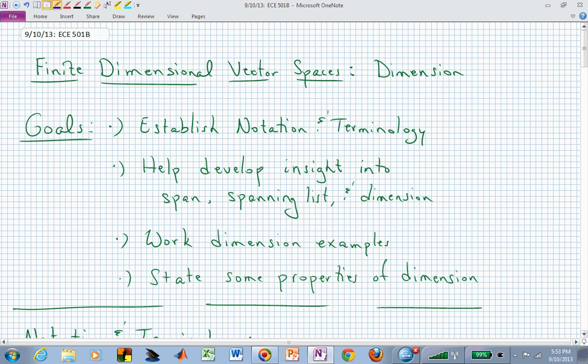Welcome to ECE 501B. I'm entitling this session on finite dimensional vector spaces: Dimension. We'll try to establish notation and terminology, get you reminded of what we mean by some of the phrases or words that we will be using. We will also try to develop insight into these different terms, namely span, spanning list, and dimension. We'll work some examples dealing with dimension, and we'll also then finish up this session by stating some properties of dimension.